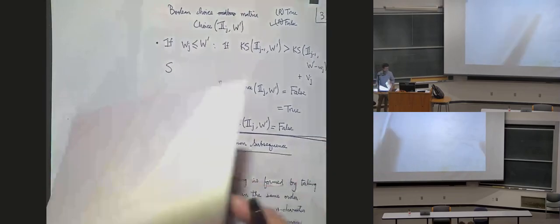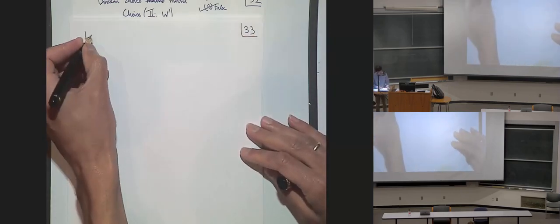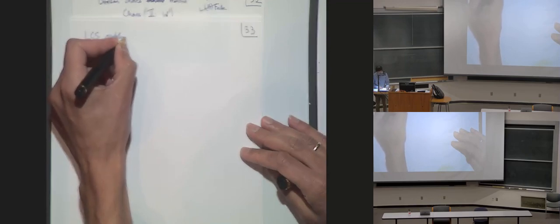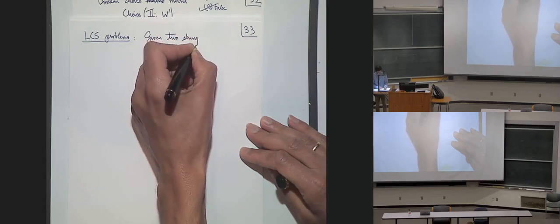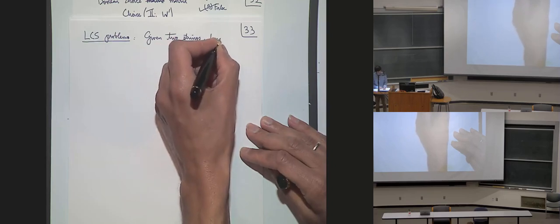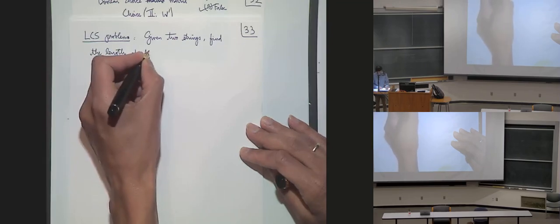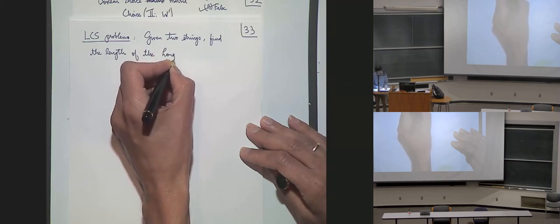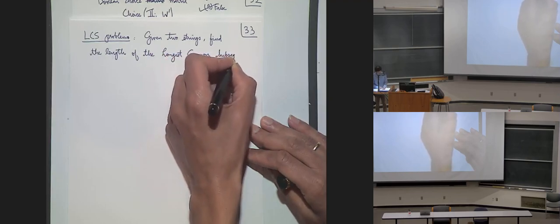Next is 53. And so this is called the LCS, the longest common subsequence problem. Given two strings, find the length of the longest common subsequence.